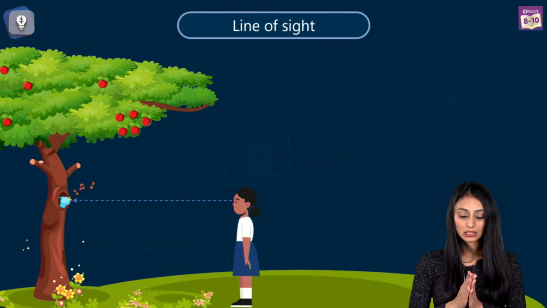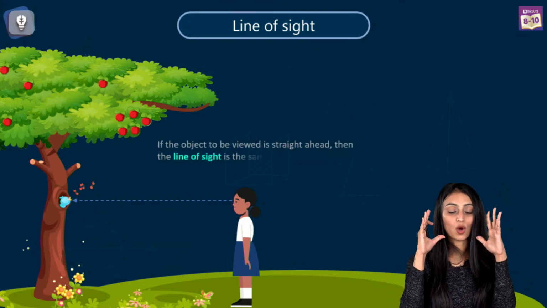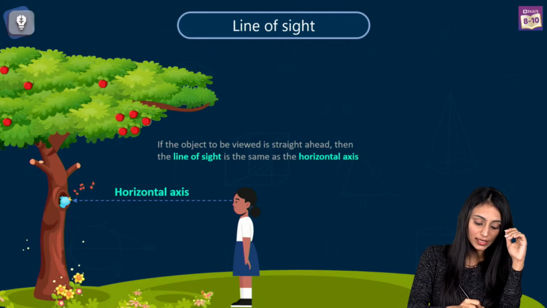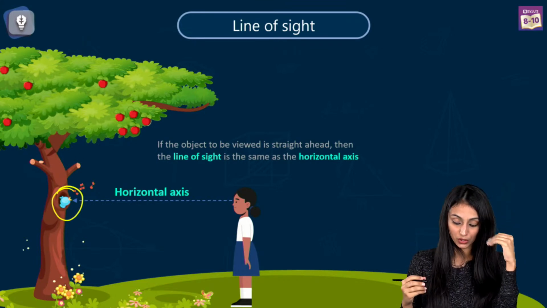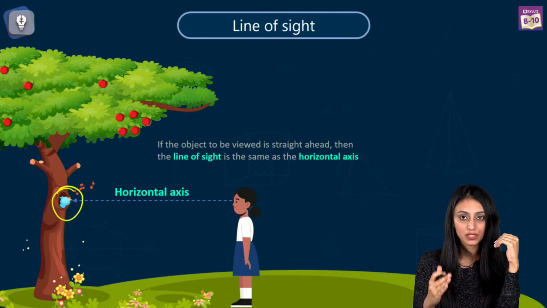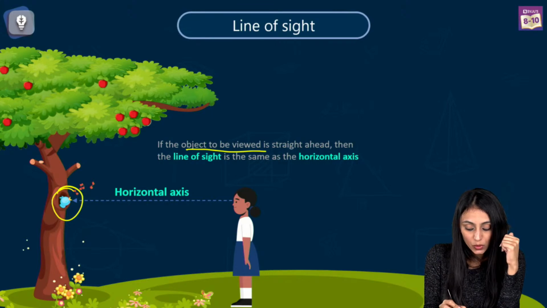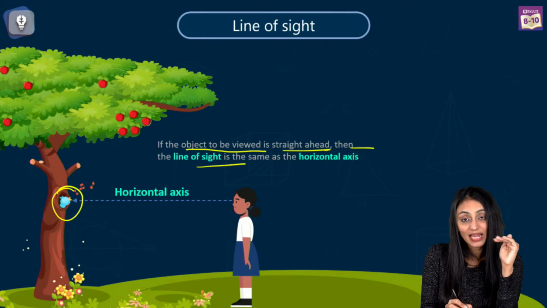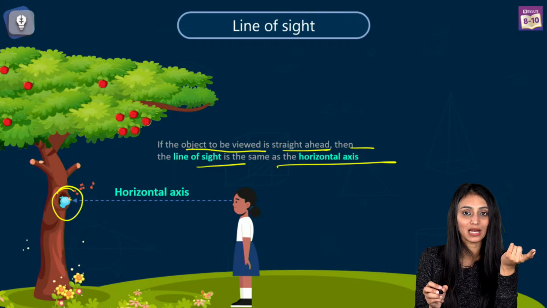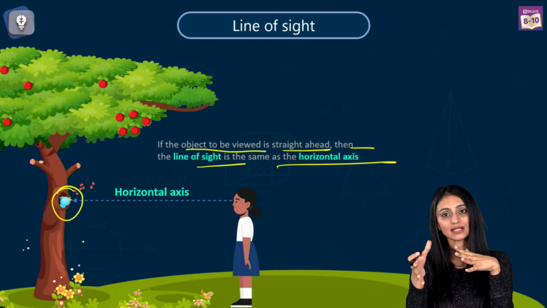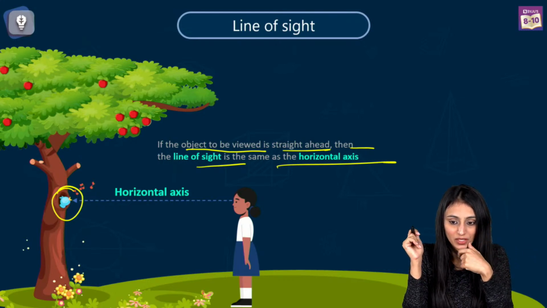Now here you can see that Pia is looking at the object here, this bird which she is looking at. It's basically an object over here, right? So it is said to be on the horizontal axis. So we can say that if the object to be viewed is straight ahead, then the line of sight is the same as the horizontal axis. So line of sight and horizontal axis are one and the same thing. All right.